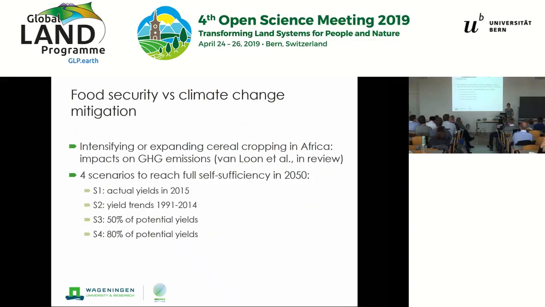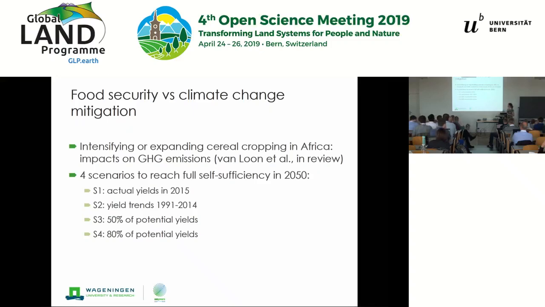And of course, it's not so easy as to say, well, then we'll stop expanding our agricultural area. And so I want to highlight this with food security versus climate change mitigation. This builds on the same data that was shown by Professor Grassini this morning with the yield gap data, looking at a few African countries. For 4 scenarios, if you want to reach full self-sufficiency in 2050, what does that mean for your greenhouse gas emissions? And you have to choose between intensifying or expanding your cereal cropping to actually reach that self-sufficiency.